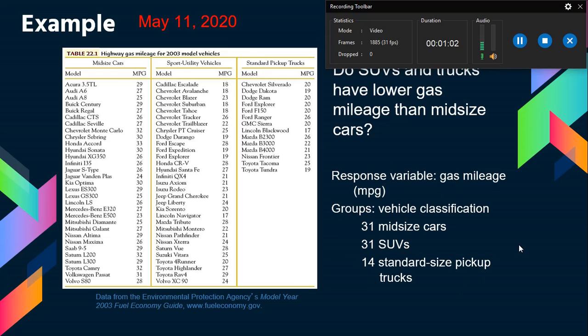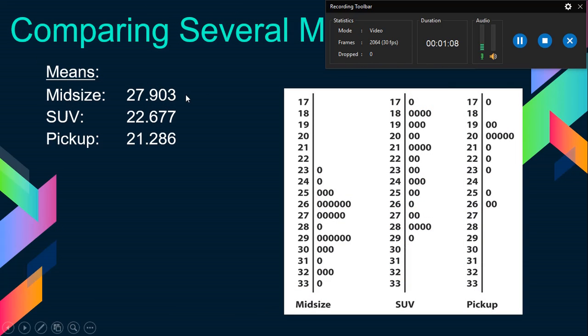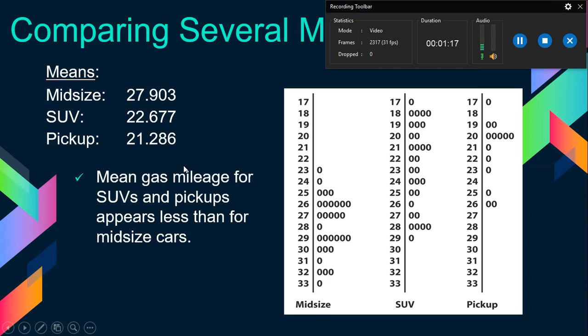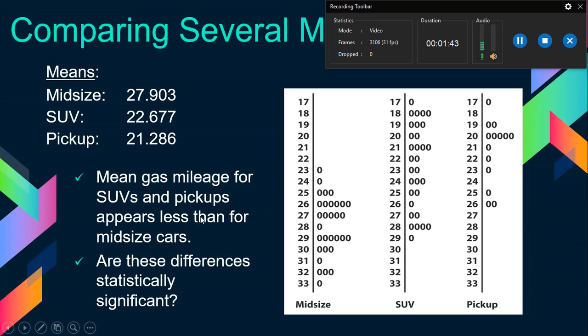The first thing we want to look at is the mean for each category. So you can see that the mid-size mean is a little bit higher than the SUVs and the pickups. Now, is it really statistically significant, or is it due to chance? We also want to look at a graphical display to make sure that the distributions are normal and that all the assumptions for running a one-way ANOVA are met. And they don't look too bad. The mid-size is pretty normal. SUVs, couple different peaks, but otherwise not too bad, no outliers. Same with pickups. So are these differences statistically significant?